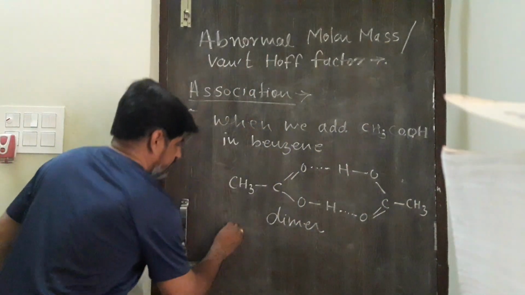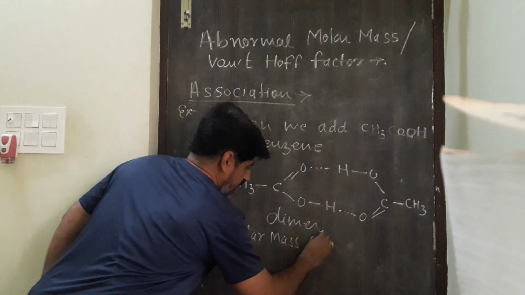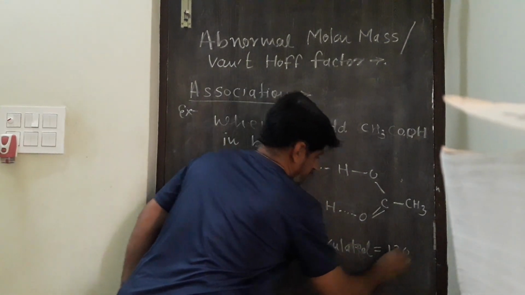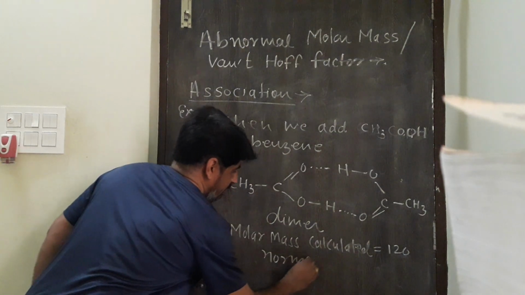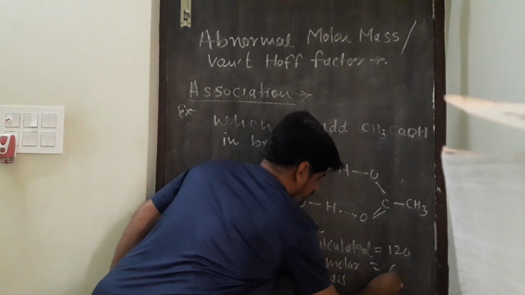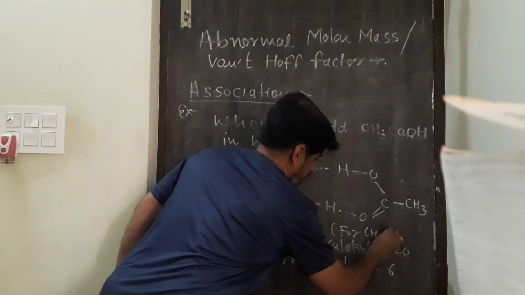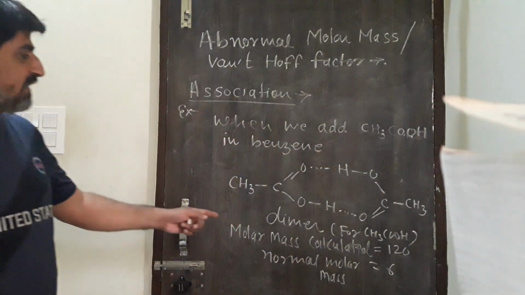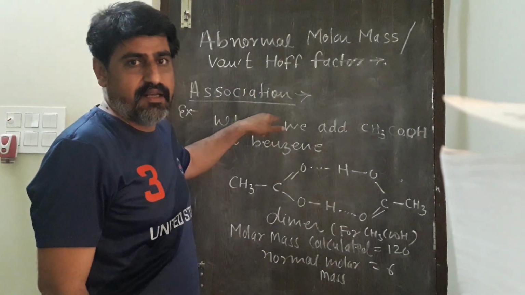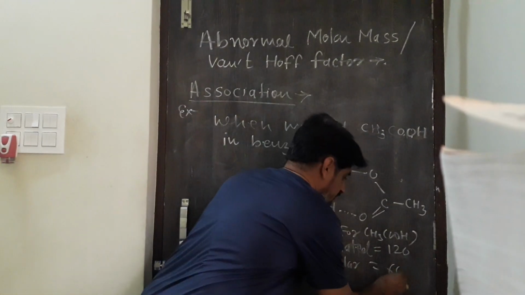The calculated molar mass is 120 and the normal molar mass is 60 for ethanoic acid. If we calculate the molar mass of ethanoic acid using colligative property, it will come to 120, but the actual molar mass of ethanoic acid is 60.